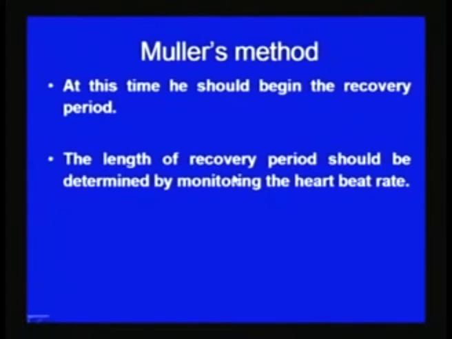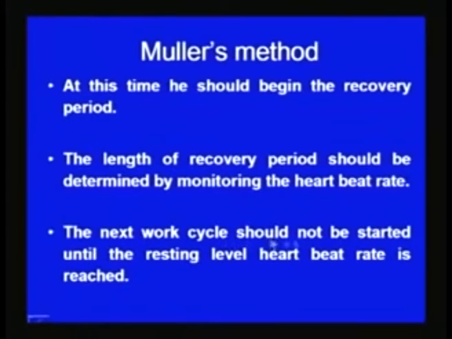There are two ways of deciding how long a break should be given. The time which we have calculated above indicates the time for which the worker can continue to do the job, and after that he needs rest. For how long the rest should be given, two methods are used. One is checking the heartbeat rate of the worker, and he should be allowed to take rest until his heartbeat rate is normalized. Then the next work cycle should not be started until the resting level heartbeat rate is achieved.